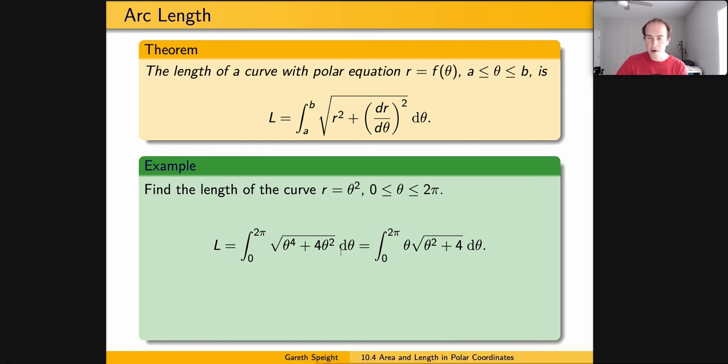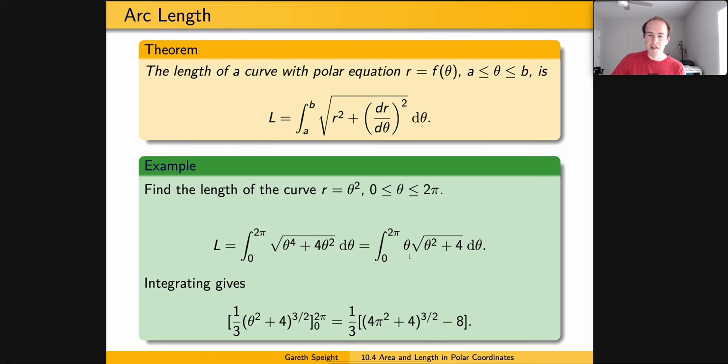And we see straight away that both terms have a theta squared in them, so we can pull out that theta squared. Since we're pulling it out of a square root, the square root of theta squared, we get a theta. So we just have to integrate theta times the square root of theta squared plus 4. Now you could do a u sub, for instance, u equals theta squared plus 4, because there is a constant multiple of the derivative on the outside. So it's set up as a simple substitution.